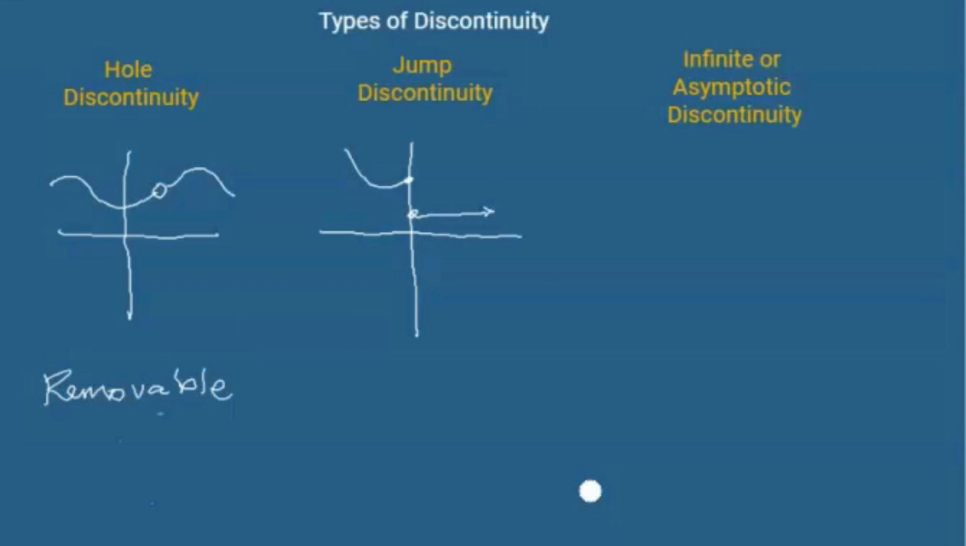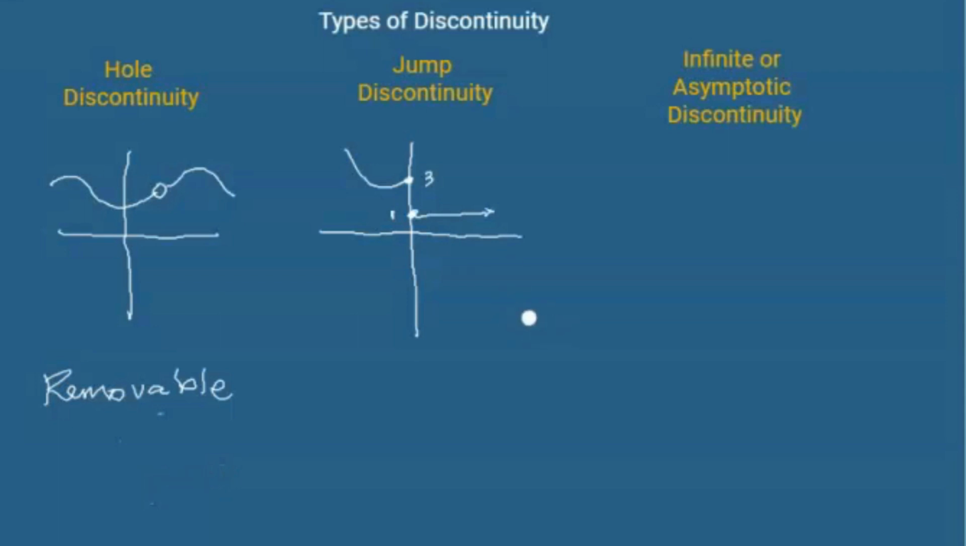If we check from the left hand side as we approach 0, let's say this value is 3, so that's equal to 3. Whereas for the right hand limit, as we approach 0, the value is, let's say, 1. So the right hand limit and the left hand limit exist, but they're not equal. So this is a jump discontinuity.